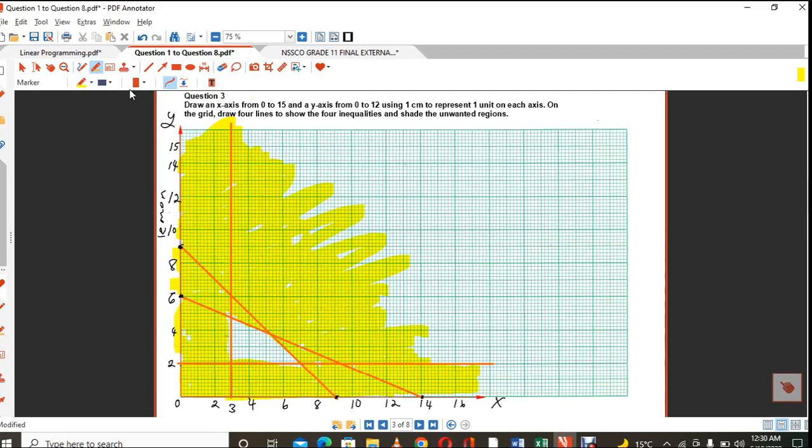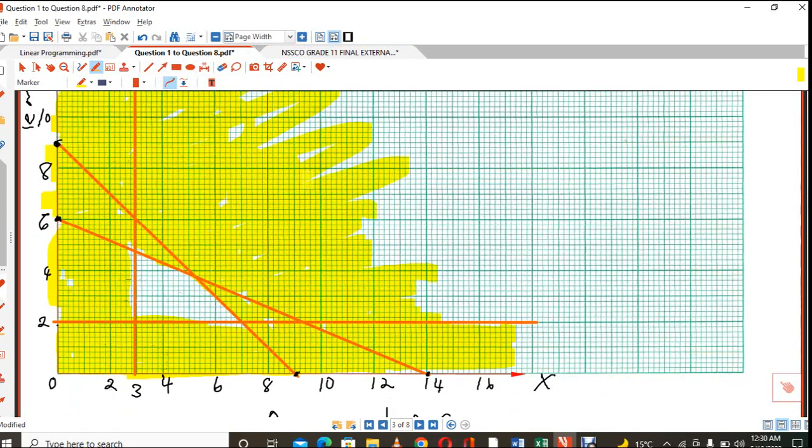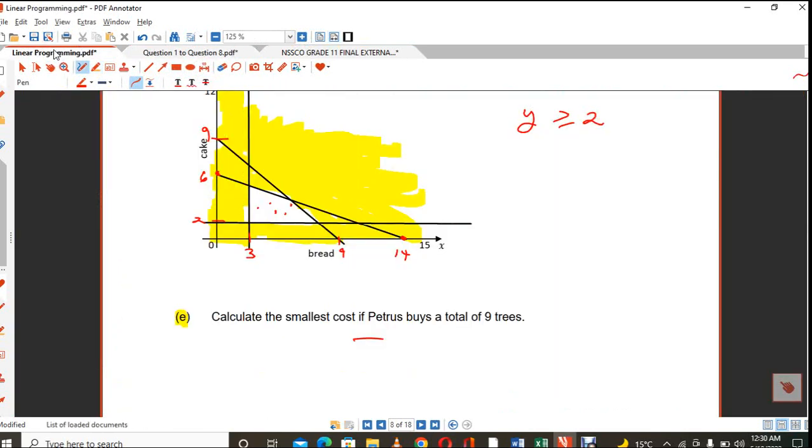Good. I'm just going to blow this up so that you can understand where I'm going with this next question. Now, the next question, it says, that's the part that I really want to explain. Calculate the smallest cost if Petrus buys a total of 9 trees.